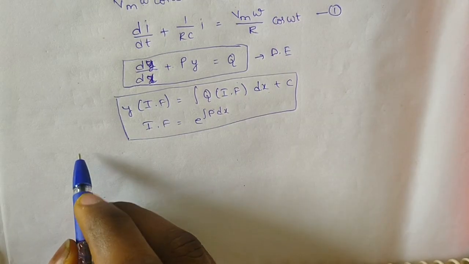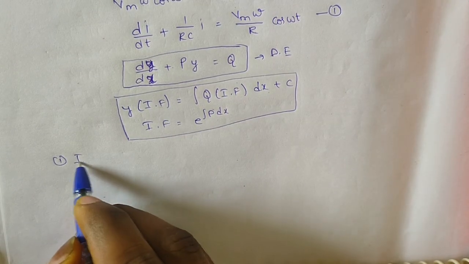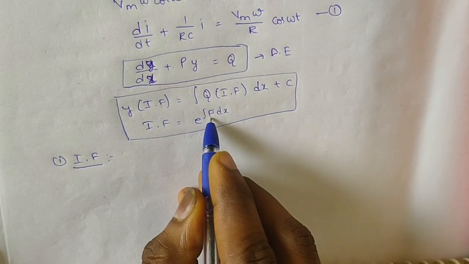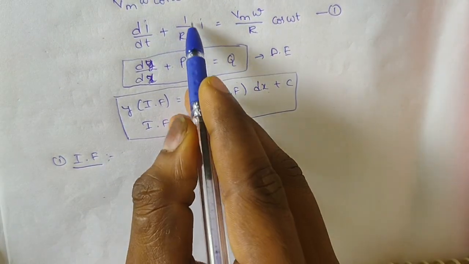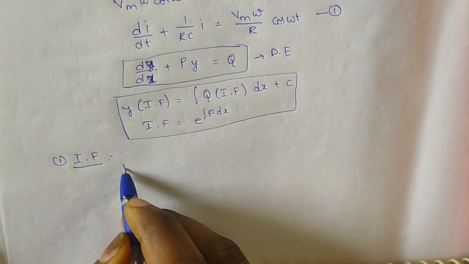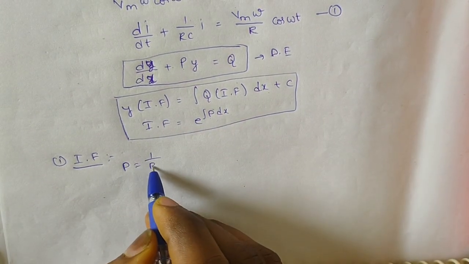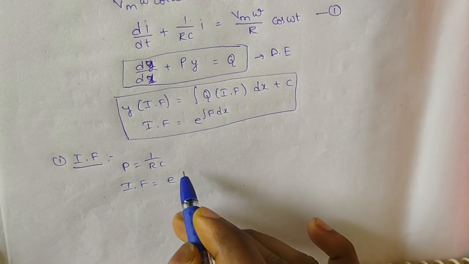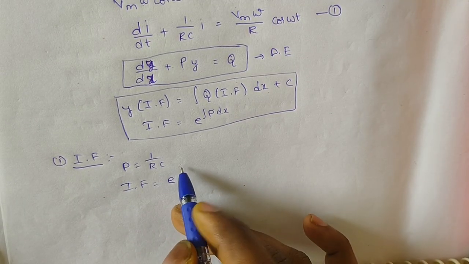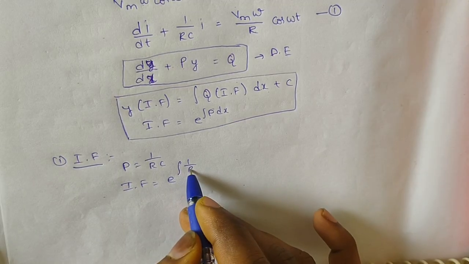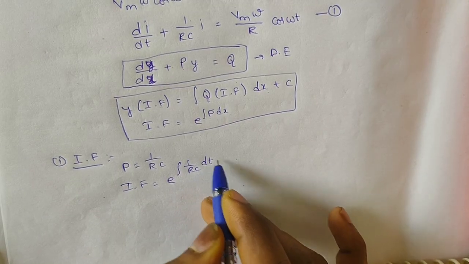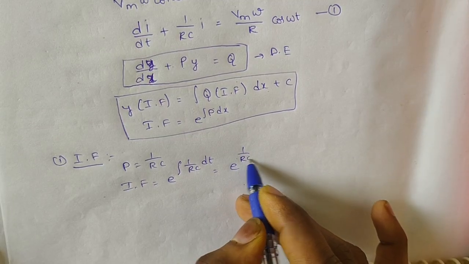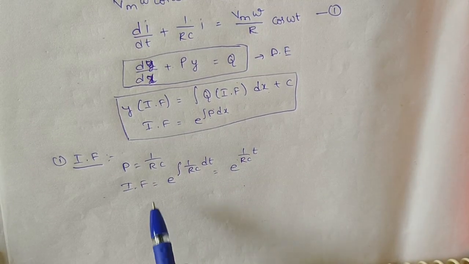So first the integrating factor is to be derived. Here in place of P we have 1 by RC. P is equal to 1 by RC. So the integrating factor will be e power integration of 1 by RC dt, that is equal to e power 1 by RC into t. This is the integrating factor.